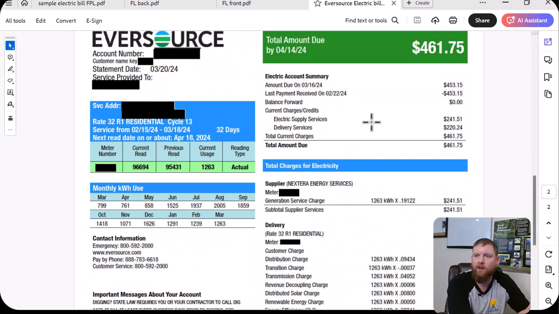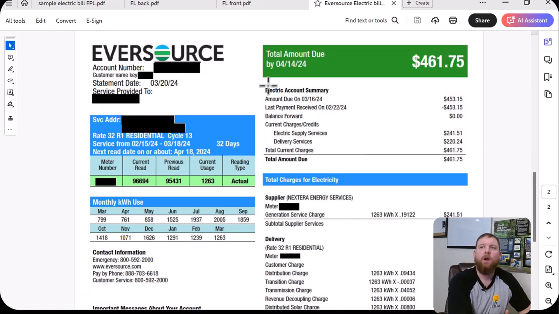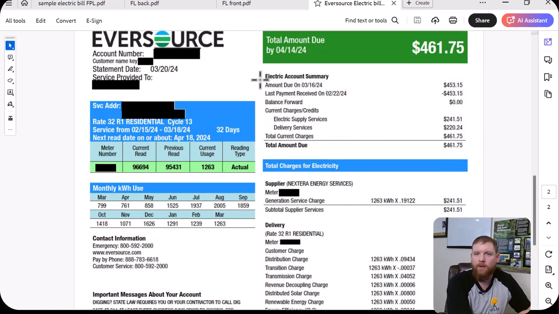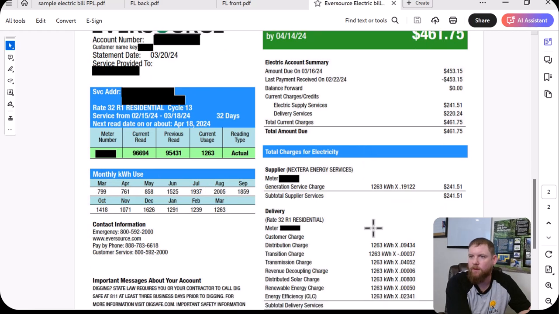And then if we go into the second page, that's where we really find some more in-depth information. Again, I've redacted some of the customer's information here, but you can see the current usage, the actual kilowatt hours that they've used this month was 1,263. And again, the previous 12 months of usage. We're just going to dive right in and use this example to figure out a current electricity cost for this customer as of 2024.